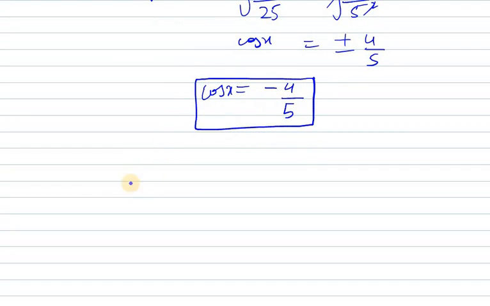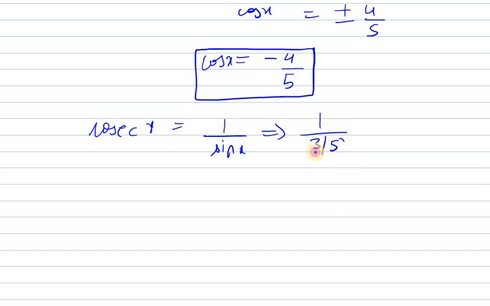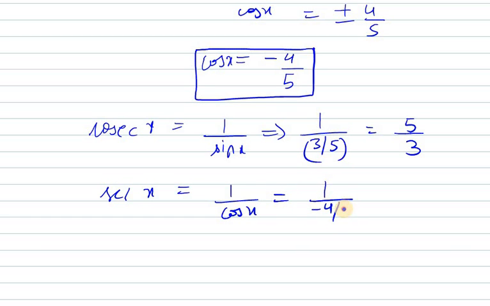So now the next is, from sin x we can find the value of cosec x. It will be 1 over sin x. So sin x is 3 over 5, and 5 will move to the numerator, so it will be 5 over 3. Now we can find the value of sec x. Sec x is 1 over cos x. So 1 over minus 4 over 5, it will be minus 5 over 4.